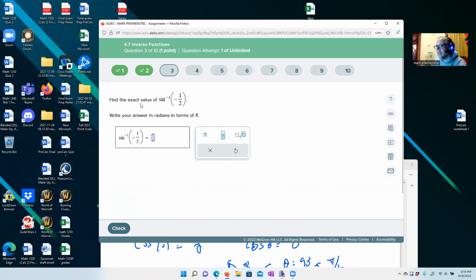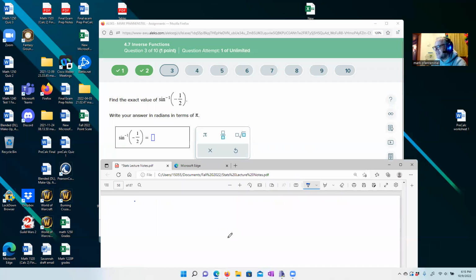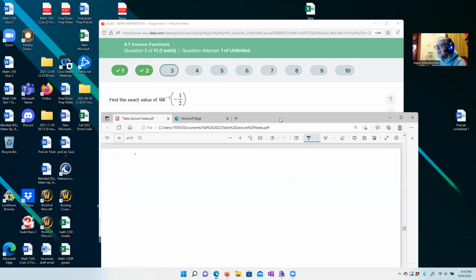Okay, and then find the exact value of the inverse sine of negative a half. This is why you had to memorize this, although again, I'm not quizzing you. It's not like you don't have access to a calculator at all times because you have a phone in your pocket, but there are certain ones you should kind of know. Sine inverse of negative 1/2.